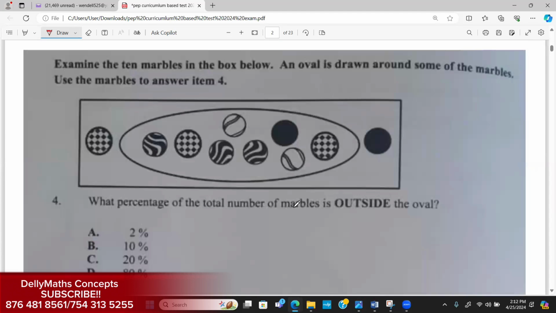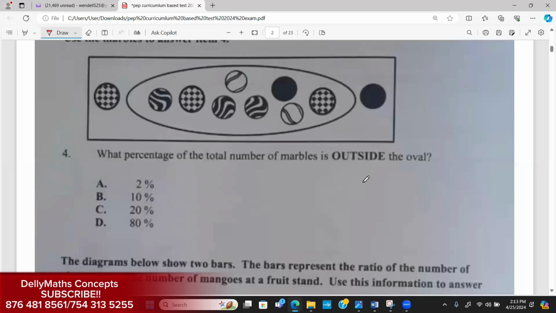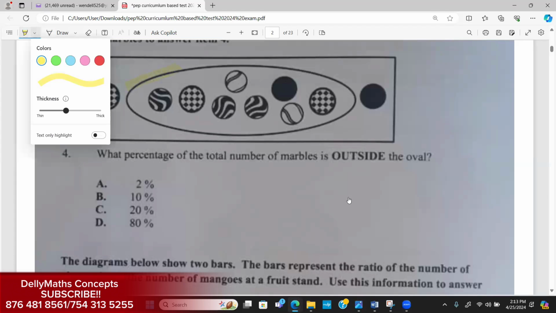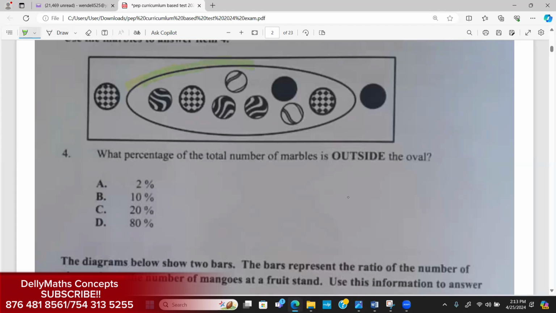All right. Let's keep going. Number 4. Examine the 10 marbles in the box below. An oval is drawn around some of the marbles. Use this to answer item 4. What percentage of the total number of marbles is outside the oval? And so let us just quickly highlight the oval. If you don't see the oval, here is the oval. All right, so this is the oval right now.